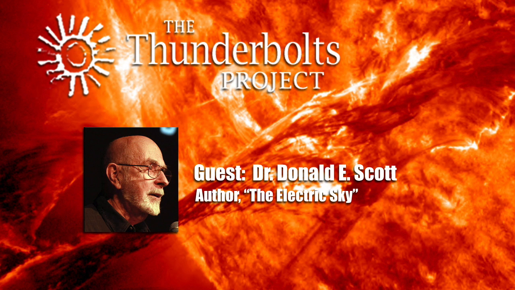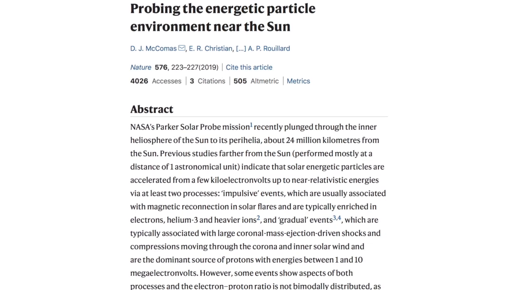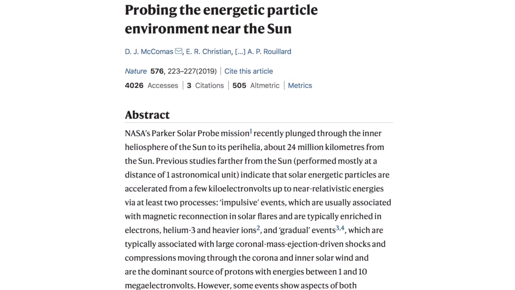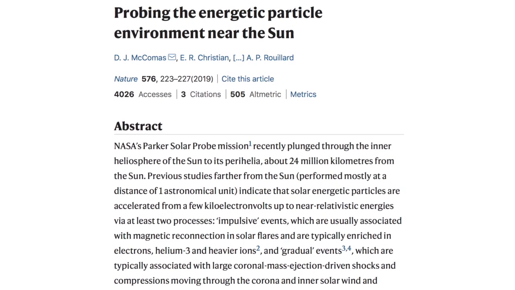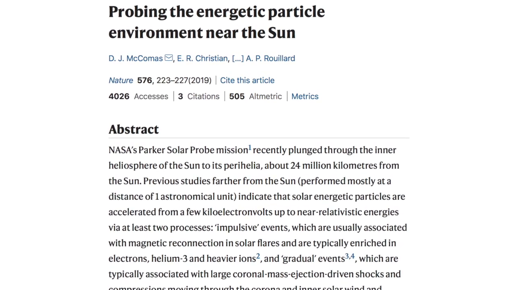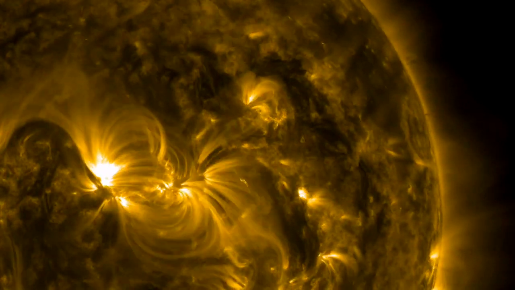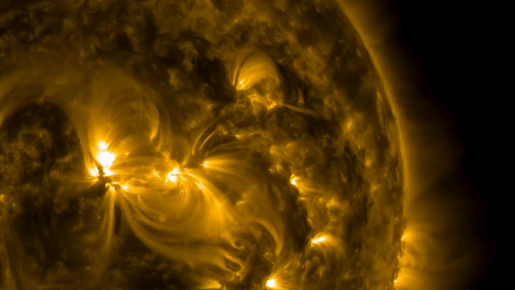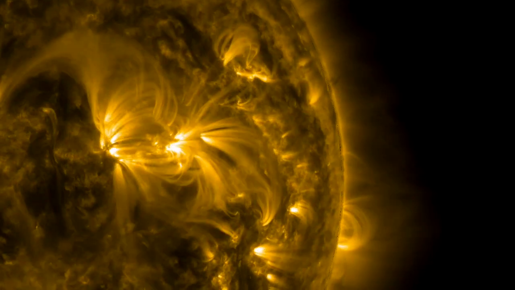Also, and things are happening very quickly these days, in a new paper entitled Probing the Energetic Particle Environment Near the Sun, the authors seem to acknowledge that magnetic reconnection can't actually explain some of the effects they're observing. I was waiting, predicting that we would hear about magnetic reconnection, but I'm very pleased that they have essentially written that off, at least in this paper.